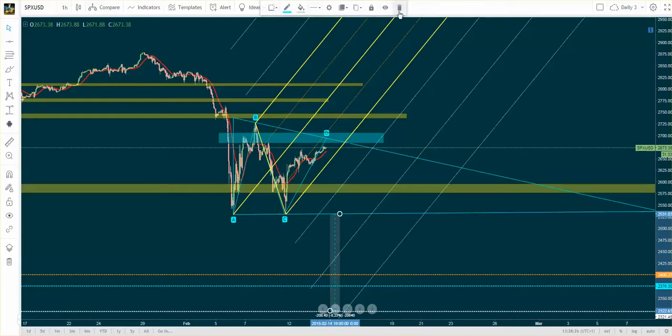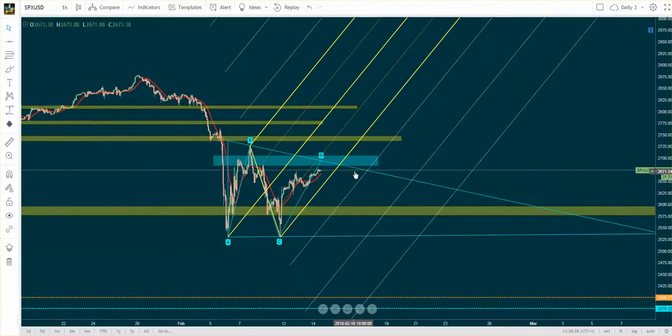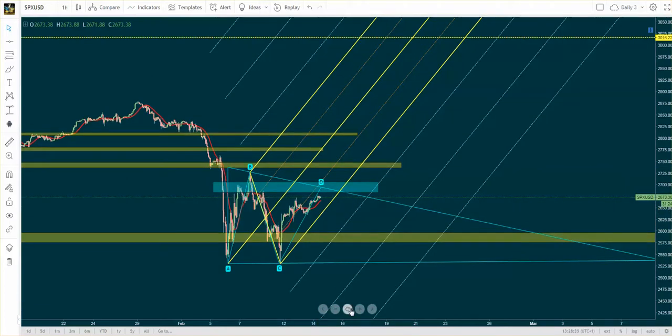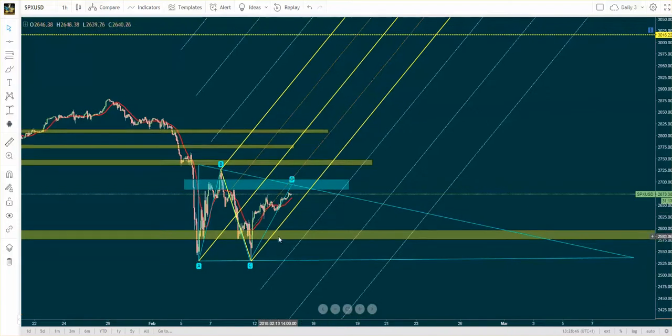The alternative scenario is that this is not a triangle, so I just keep it here because I don't know. My main scenario remains that this has been a corrective wave in the form of a triangle. So if this is not a triangle, then we will probably go to backtest.